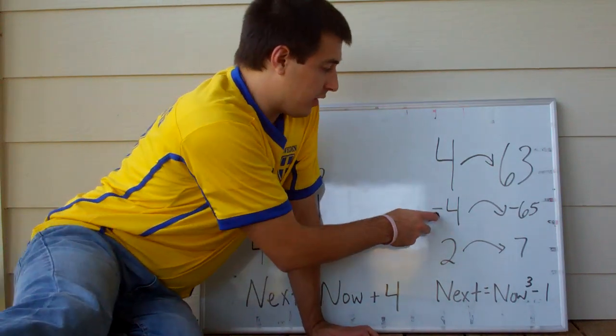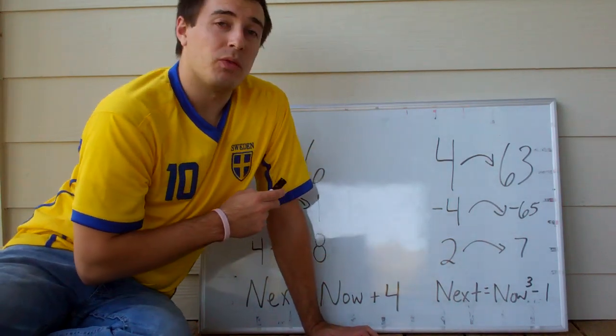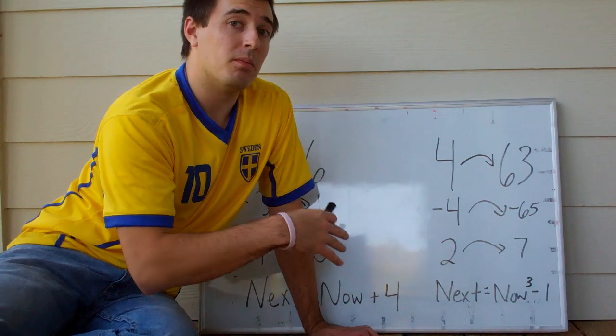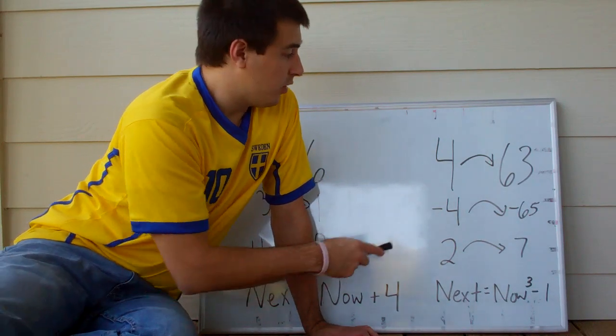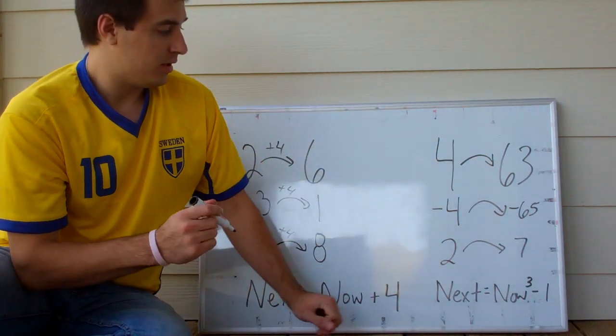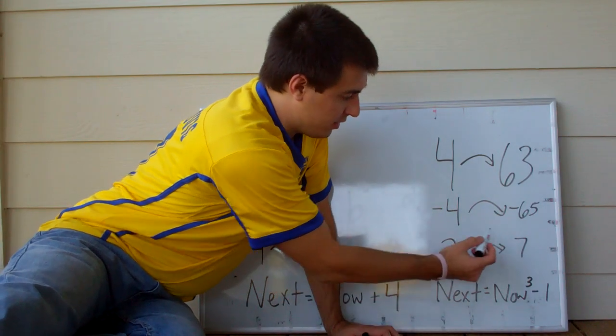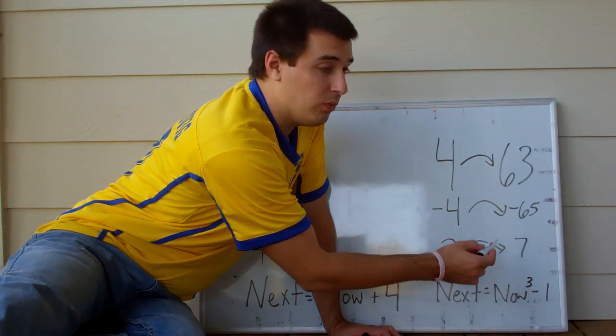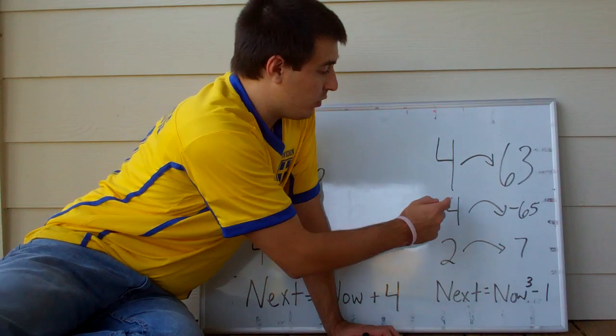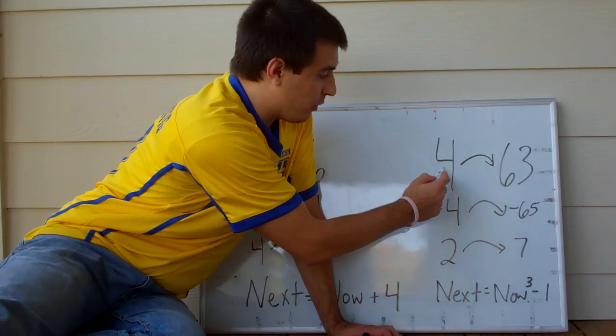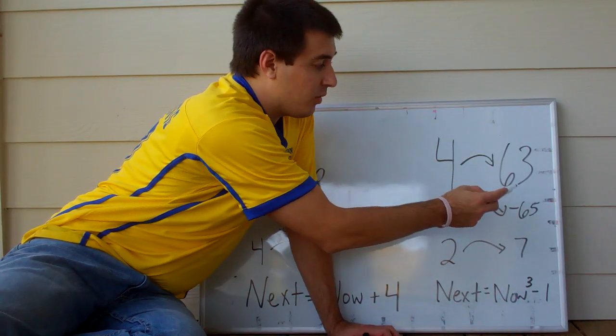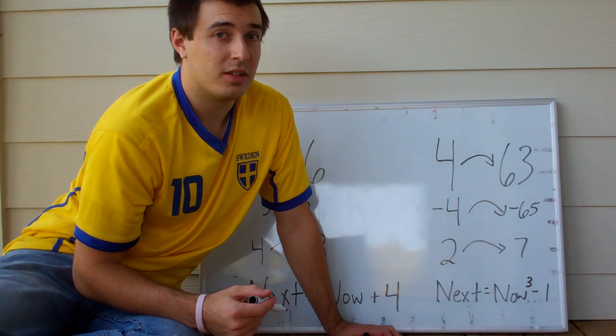So the only one that's looking a little iffy is this one. But remember, if we minus a negative, we're actually becoming more negative, right? So technically, we're doing next equals now cubed minus 1. So don't let the negative fool you, because even though it's 4 and negative 4, 63 and negative 65 is right. You see what I'm saying?